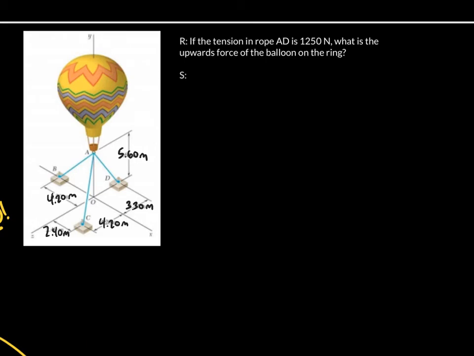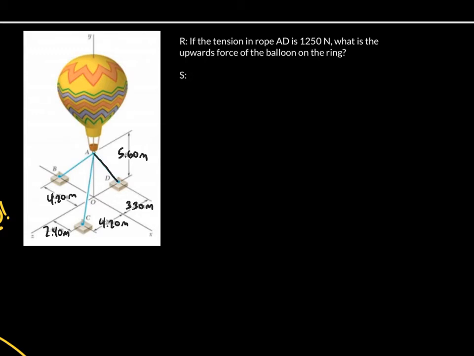Okay, so note, we've got 3 cables here. We know the tension in one of the cables. We know the tension in this cable right here, A to D. Okay, we know that tension. We don't know the other tensions. So we're looking for the upward force of the balloon on the ring.